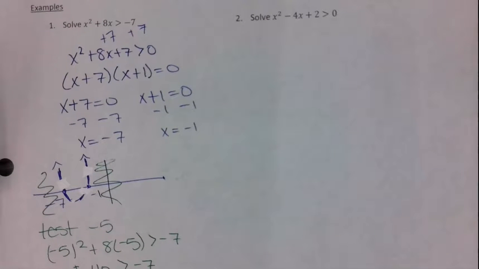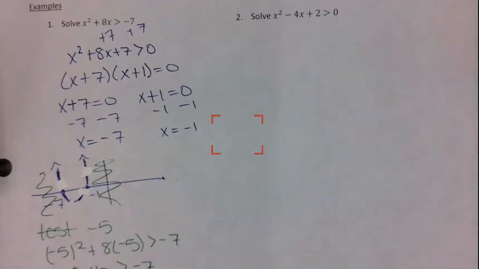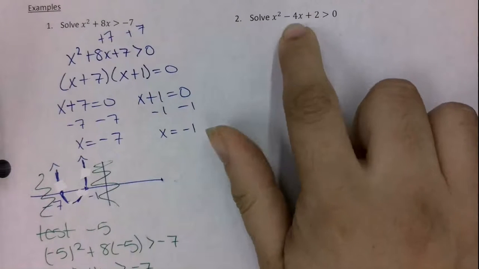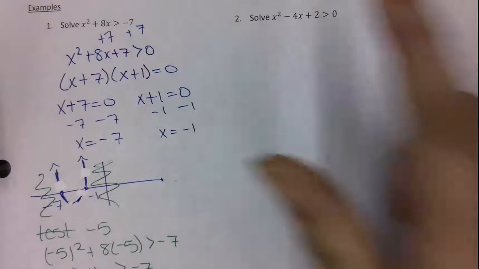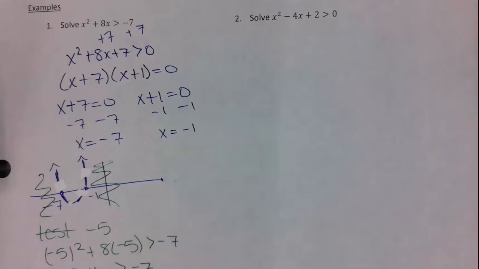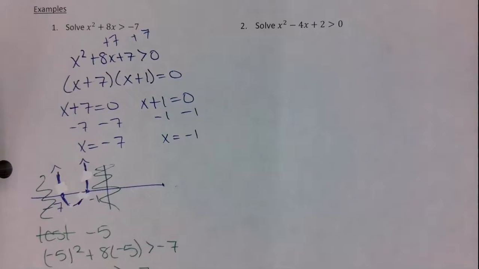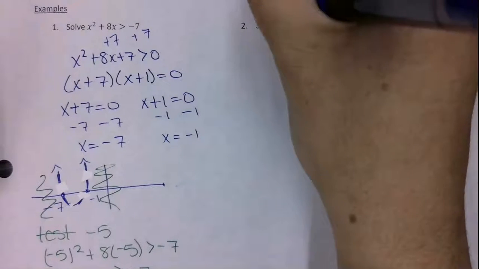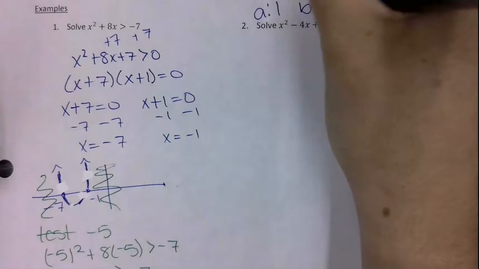So taking a look at number 2, what do I want to do here? Can I figure out something that multiplies to 2 and adds to negative 4? Okay, so since I can't do anything with that, I'm going to use the quadratic formula.